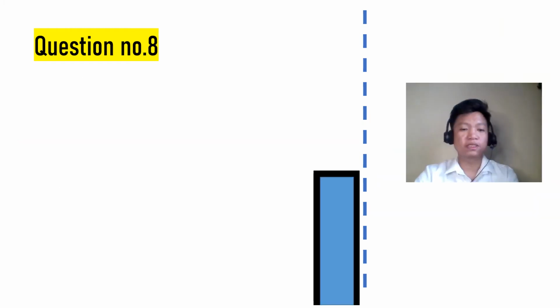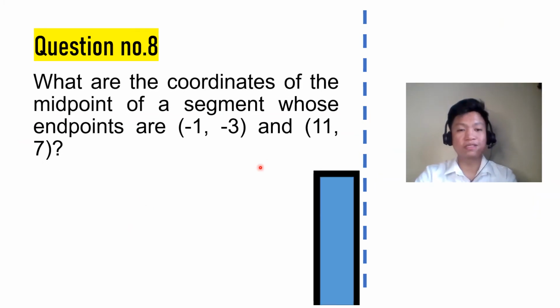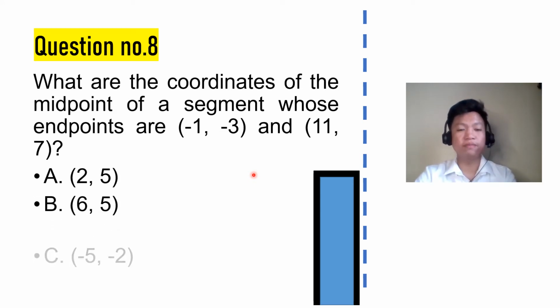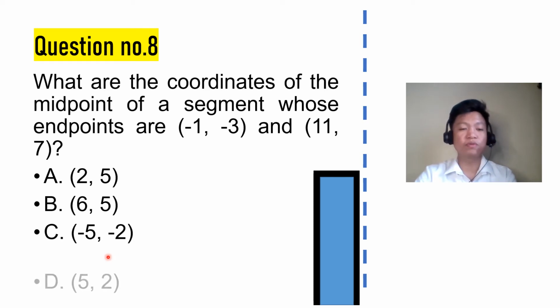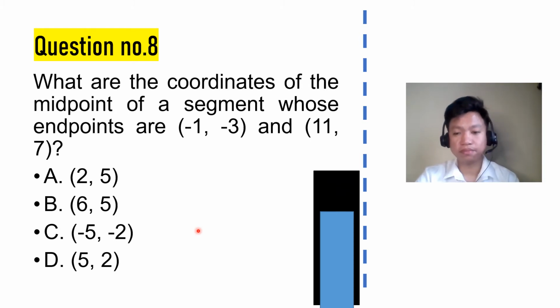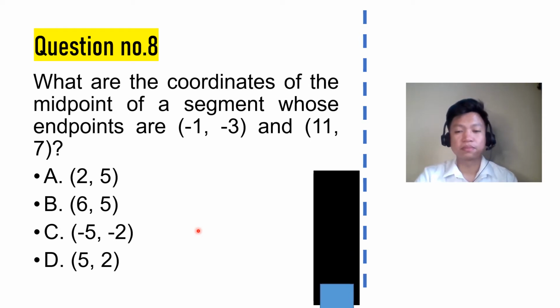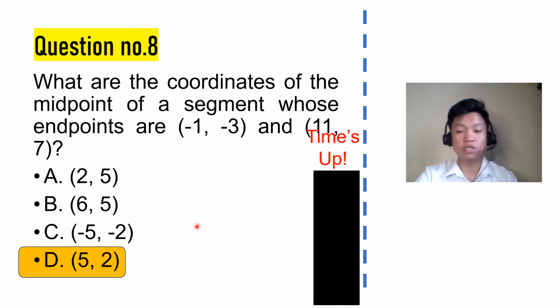Okay? Next, question number 8. What are the coordinates of the midpoint of a segment whose endpoints are -1, -3, and 11, 7? Is it A, 2, 5, B, 6, 5, C, -5 and -2, or D, 5 and 2? Go. Okay, time's up. The correct answer is 5 and 2. So, using the midpoint formula. Ganun lang siya kasimple.